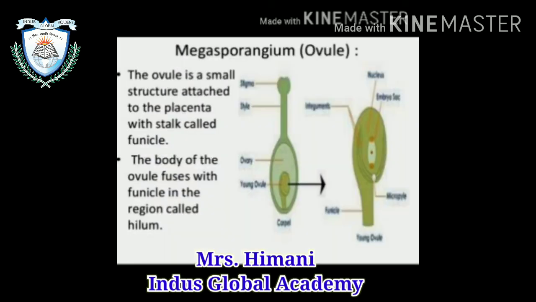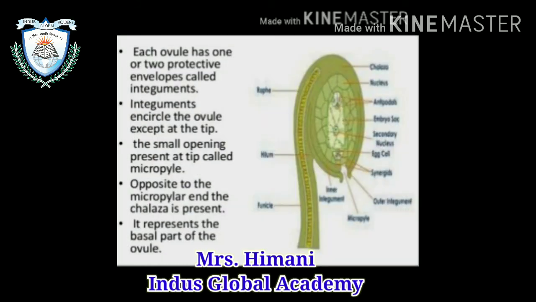Now megasporangium or ovule. The ovule is a small structure attached to the placenta with a stalk called funicle, and the body of the ovule fuses with the funicle in the region called hilum. You can see in the picture. Each ovule has one or two protective envelopes called integuments. An integument encircles the ovule except at the tip. A small opening present at the tip is known as micropylar end. And opposite to the micropylar end is the chalazal end, which represents the basal part of the ovule.